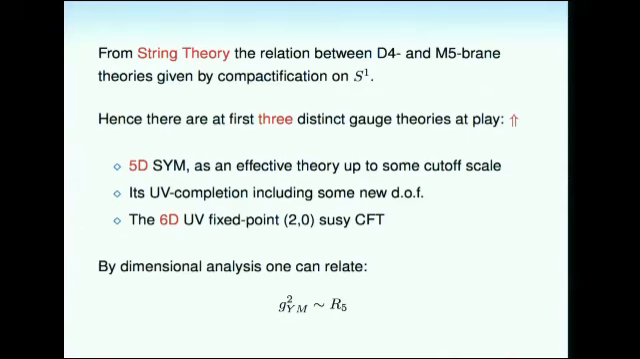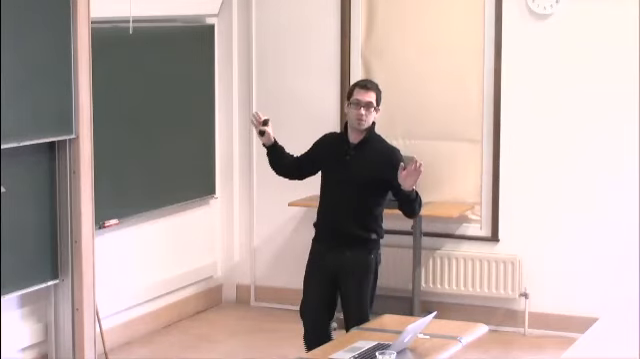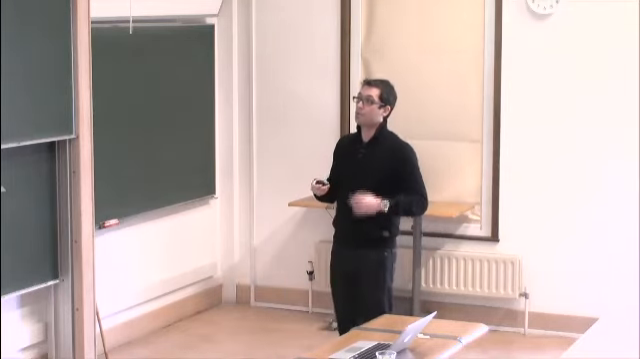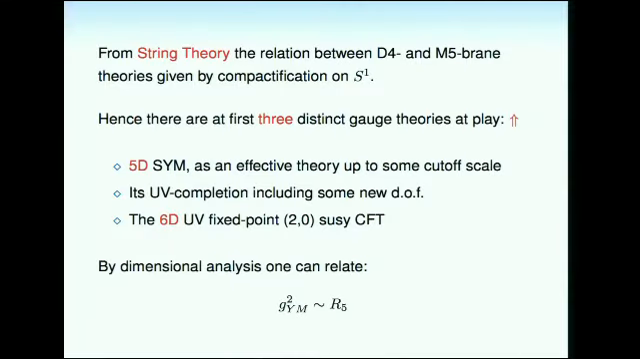So from what I've told you so far, there seem to be at first 3 distinct gauge theories at play, and let's revisit what these are in increasing values of energy. Let's start from very low energies with 5D Yang-Mills, which we trust as an effective theory up to some cutoff scale. After that, we add some new degrees of freedom, or that's what we're told, and we obtain the UV completion of 5D Yang-Mills. And we expect that as we run the energies all the way up, we end up with the 6-dimensional UV fixed point, which is described by this (2,0) CFT.